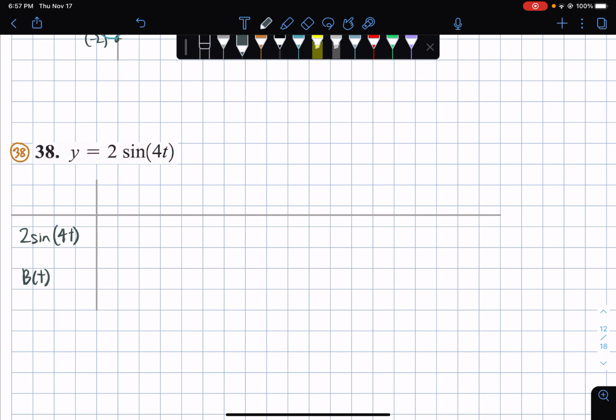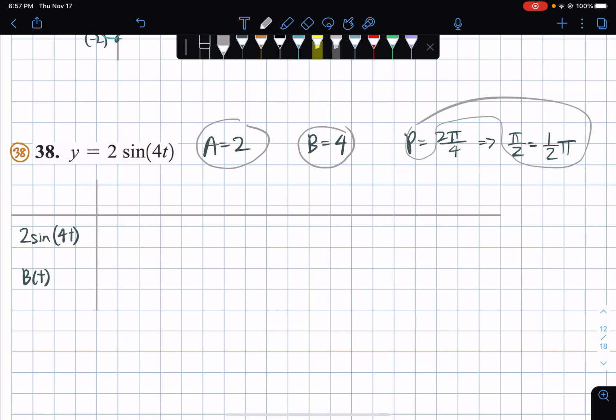Y is equal to 2 sine 4t. So the amplitude is 2. B variable is 4. Period is 2 pi over 4, which is, in other words, pi over 2, or 1 over 2 pi. Now, for the t variables, we start from 0 all the way to 1/2 pi. 1/2 pi divided by 2 is 1/4 pi. 1/4 pi divided by 2 is 1/8 pi. We have here 3 over 8 pi. That's the missing fraction.